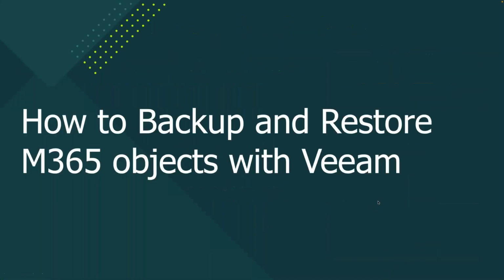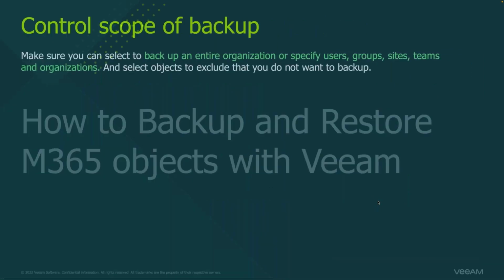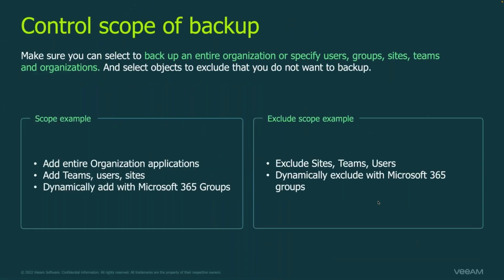All right, how do you back up and restore Microsoft 365 objects with Veeam? Quickly going through: once you deploy your Veeam Backup for Microsoft 365, you set up your proxy, and you set up your repository after you decide whether you want to use object or local storage. The next thing you are going to do is set up your backup job.